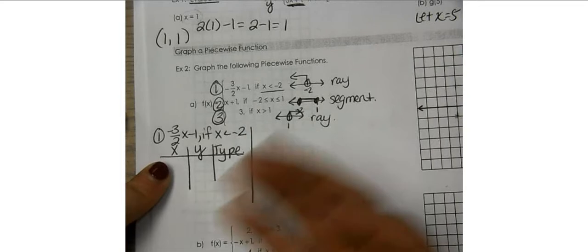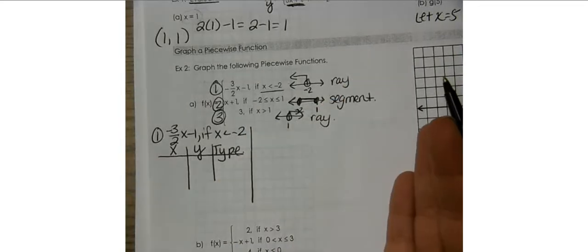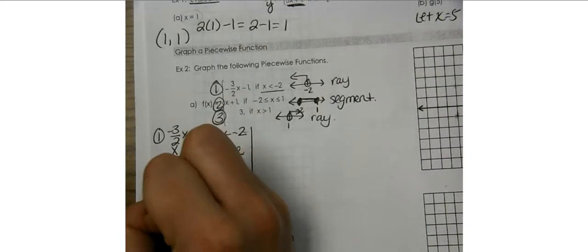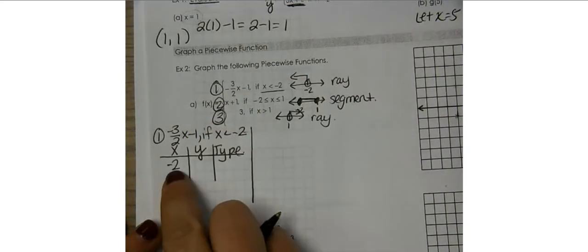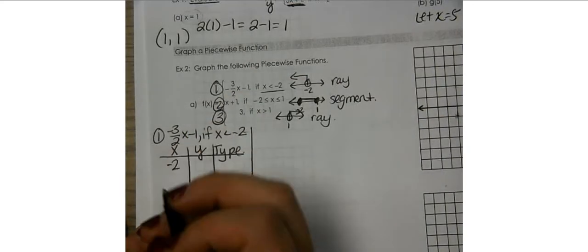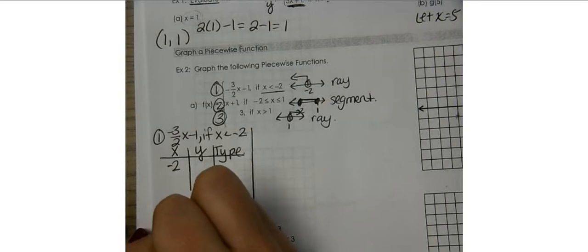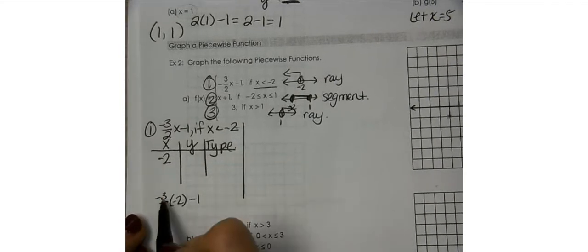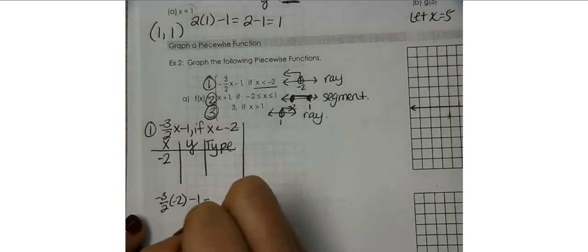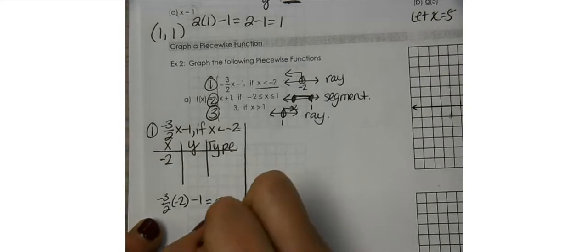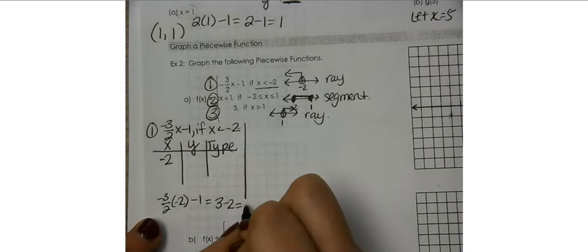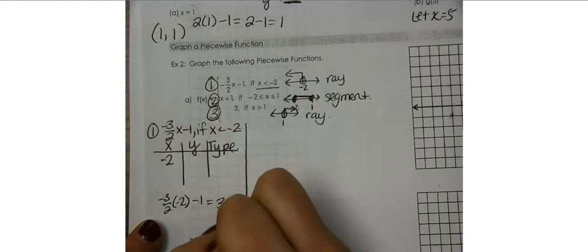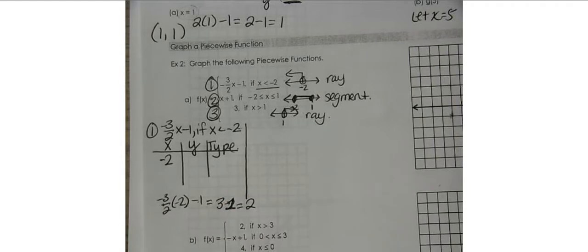So how do you pick out which values of x to choose? We'll always select the value of x that's given to you. So I'm going to automatically choose the number negative 2. And I'm going to plug negative 2 into my piece. So I have negative 3 halves times negative 2 minus 1. Negative 3 halves times negative 2, that number is a positive 3. And 3 minus 1 is equal to 2. So this is the number 1 right here. 3 minus 1 is equal to 2.